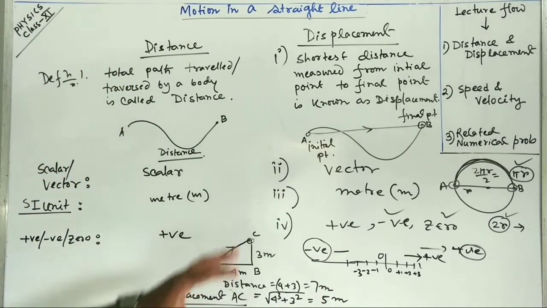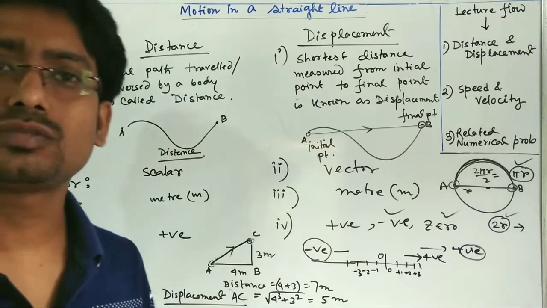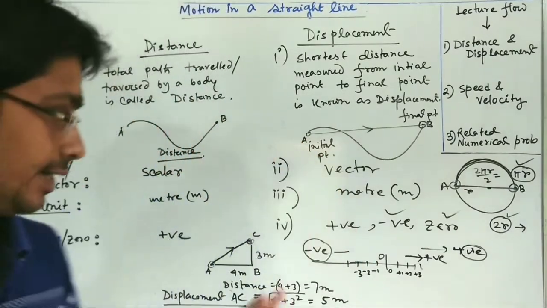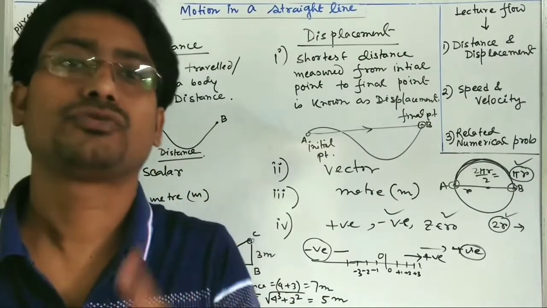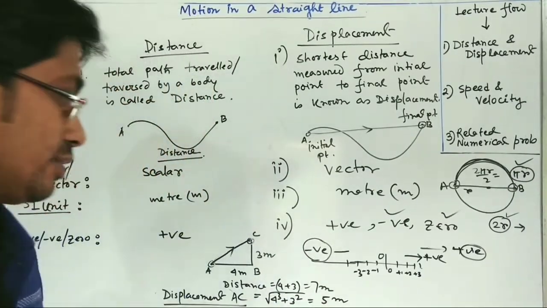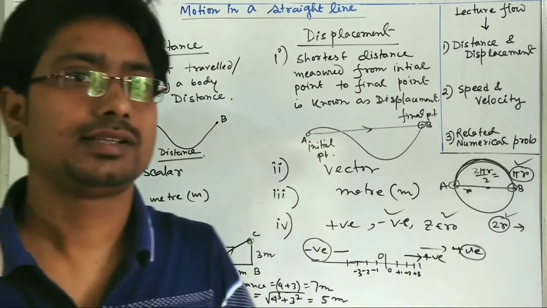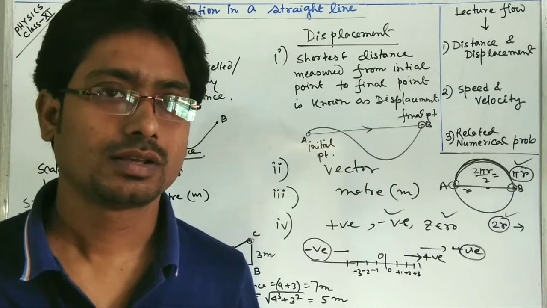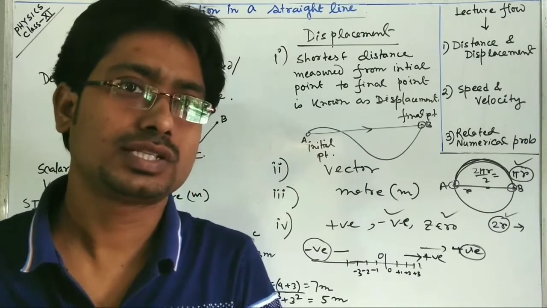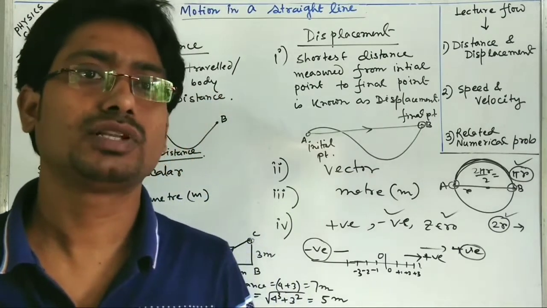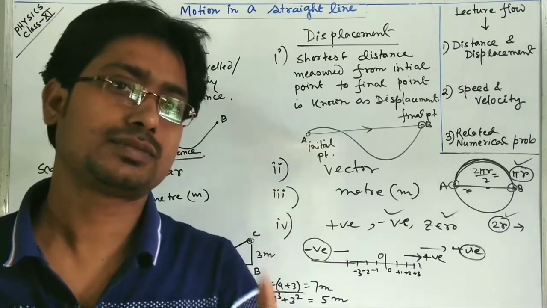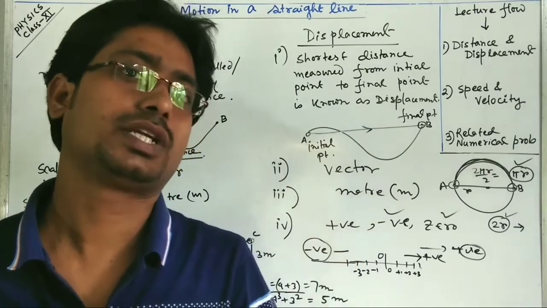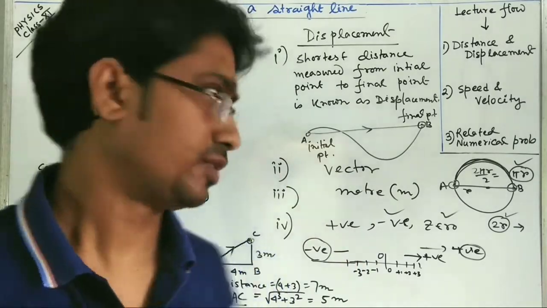So from this you can understand that distance is greater than displacement. Not always, though. You can keep in mind that distance will be greater than or equal to the displacement. If the body moves in a straight line in a particular direction, then displacement and distance will be the same. But if it doesn't move in a straight line, then distance will always be greater than the displacement.